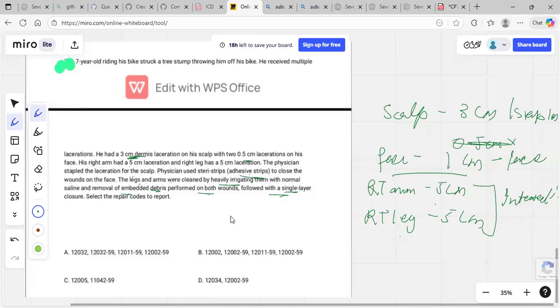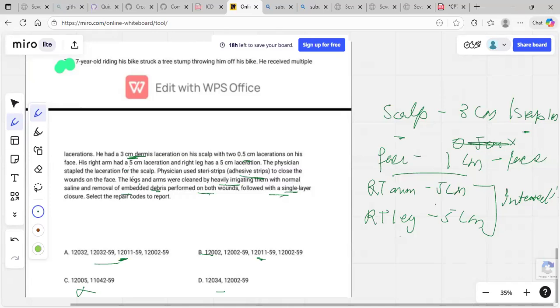So I'm going to neglect option C because in option C we have the wound debridement here, so we are going to rule this out. Now we are left with options A, B, and D. In options A and B we can see we have code 12011. 12011 is for the simple repair. So on the scalp, simple repair has been completed because it has been closed with just a staple, and this is a dermis laceration only.